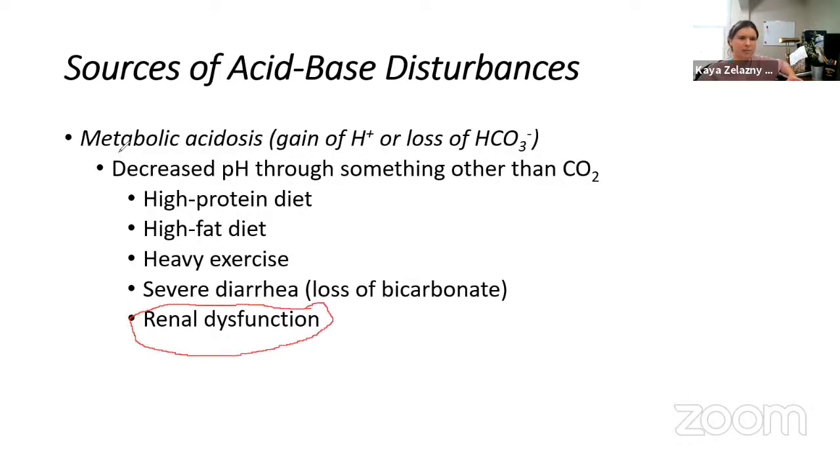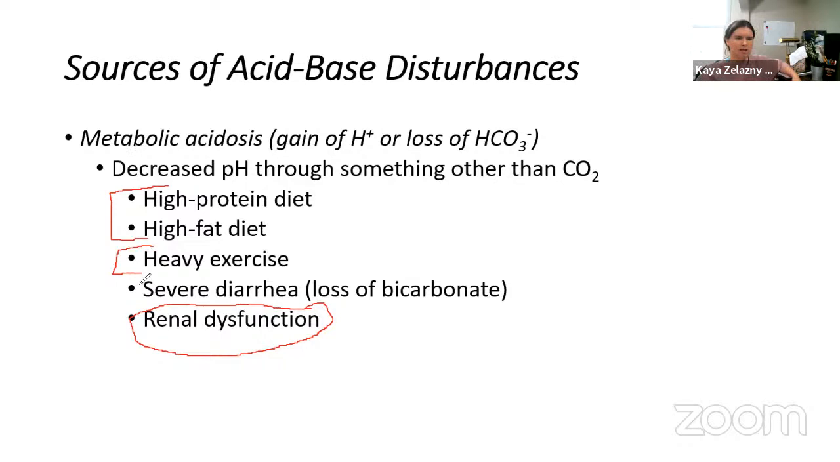So kidney problems might be a source of metabolic acidosis, but we have problems with those other inputs that would be considered metabolic acidosis as well. So if we have a high protein diet or a high fat diet, and that affects our blood pH, that would also be metabolic acidosis. Really heavy exercise, right, leading to a lot of lactic acid buildup, might cause acidosis. Lactic acid is an acid. And severe diarrhea would also cause metabolic acidosis.